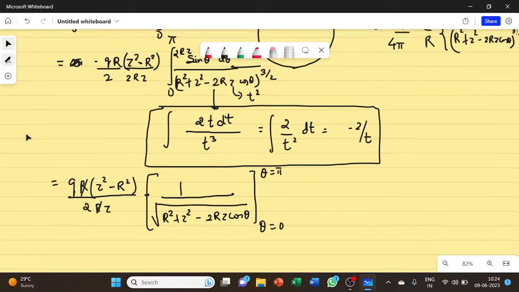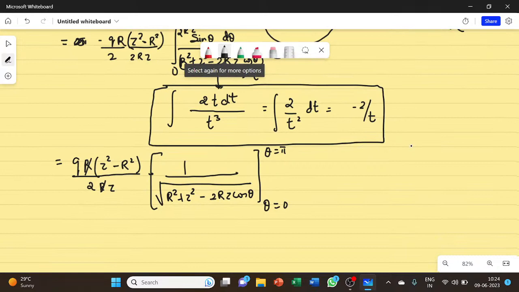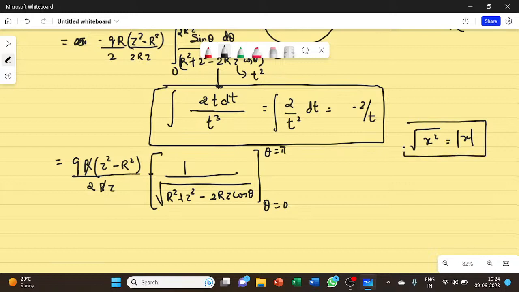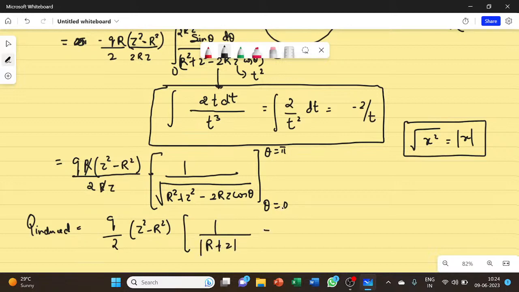Effectively, now you see, I've already told you in the initial lectures that whenever you have to find modulus, root over x square is equal to modulus of x. Don't forget, because this is going to create certain troubles. So from here I know my total charge induced would be equal to q upon 2 times z square minus r square, and if I replace theta equal to pi, I will get 1 upon mod of r plus z, minus theta equal to 0, I'll get 1 upon mod of r minus z. Okay, so this is r minus z whole square, or z minus r whole square, I'll get 1.